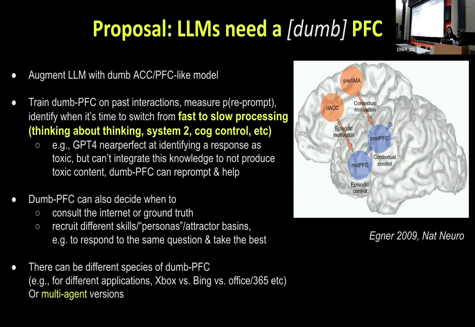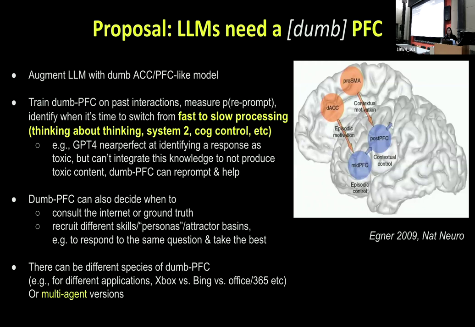Dumb PFC can be trained on past interactions, of which there are massive amounts from Bing or ChatGPT, et cetera, and measure the probability of reprompting given a particular response that it's giving, and identify when it's time to switch from fast to slow processing. This relates to things you might have heard in other talks, like thinking about thinking, System 2, cognitive control, et cetera.